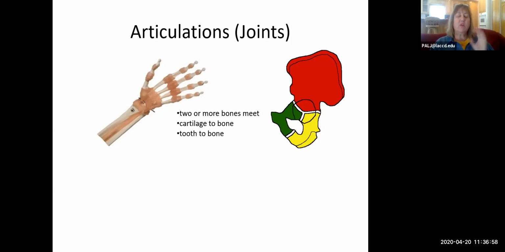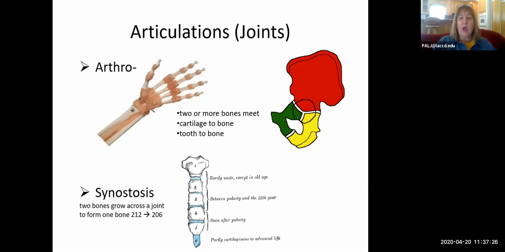We have places where cartilage is going to meet a bone, an extra piece of cartilage. We're not just talking the hyaline cartilage on the end of the bone, but there's an extra piece of cartilage that can meet with a bone. Or our last type is tooth to bone. So anytime you see that prefix arthro, that is a clue that it is talking about articulations.